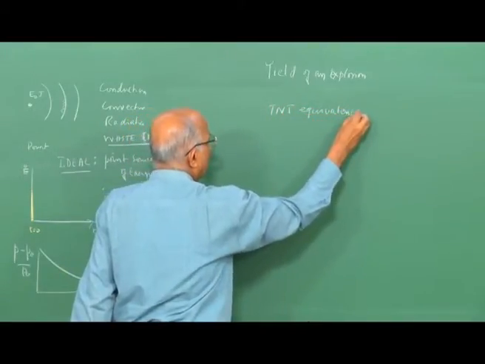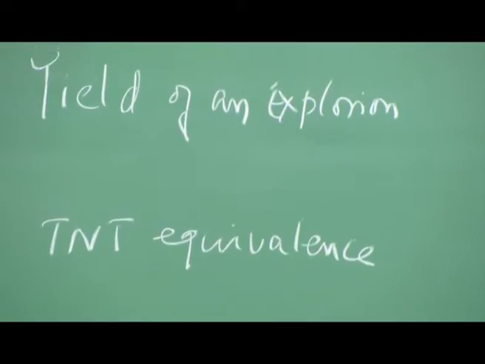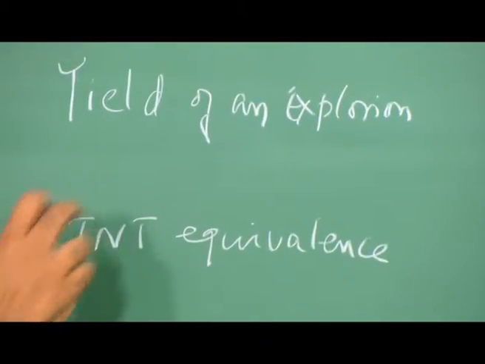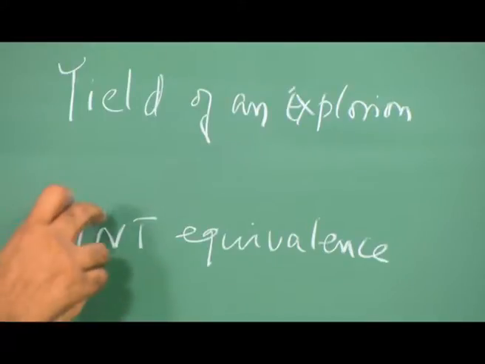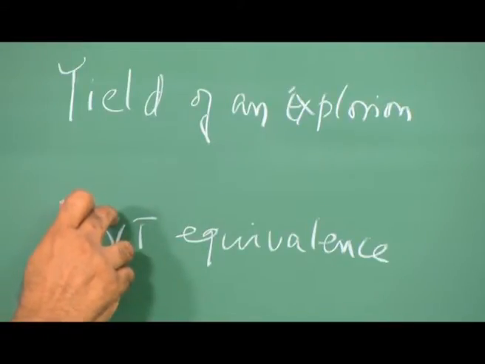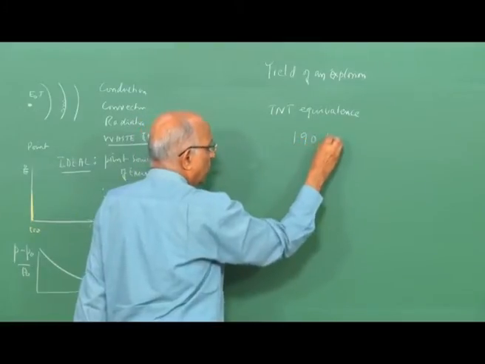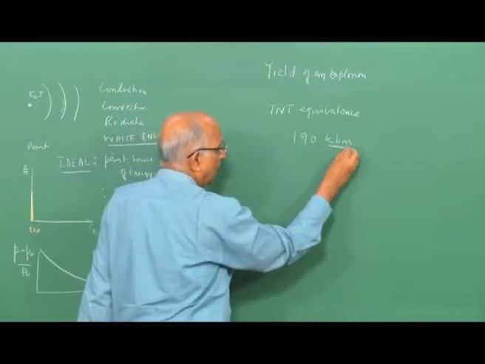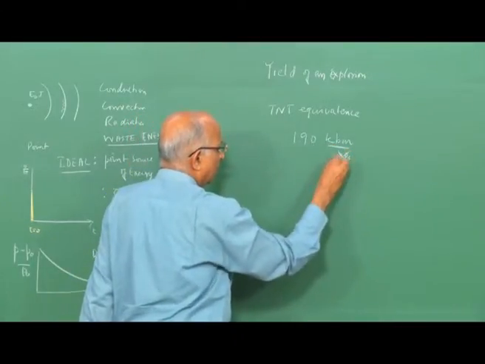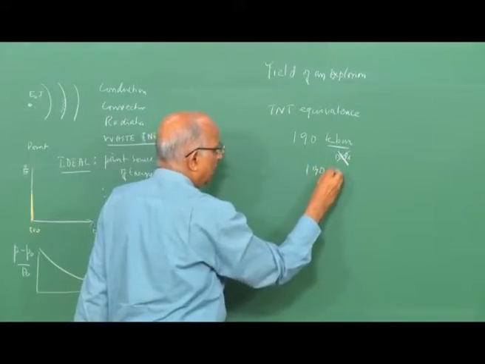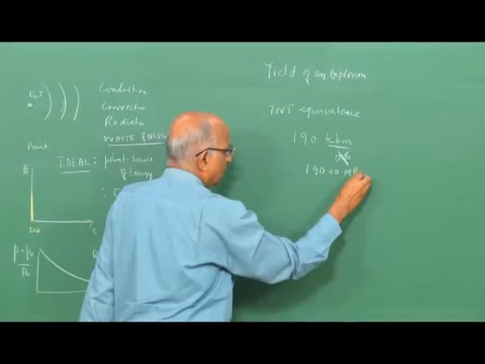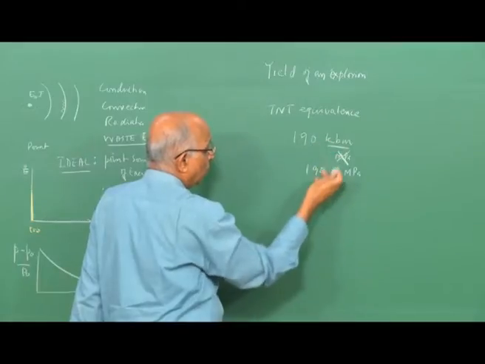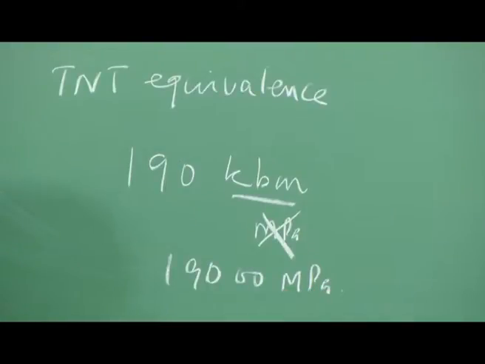We talk in terms of TNT equivalence because TNT is a condensed phase explosive which has a high value of the detonation velocity. It also has a high value of Chapman-Jouguet pressure of the order of 190 kilobar. In the last class, instead of 190 kilobar, I maybe expressed it as MPa. Maybe it is not right. Actually, in terms of MPa, it should be 190 into 100 MPa, and the pressure behind a detonation is typically expressed in kilobar, that is 190 kilobar, and I had denoted it by MPa.